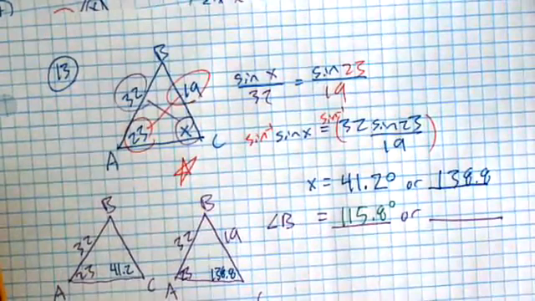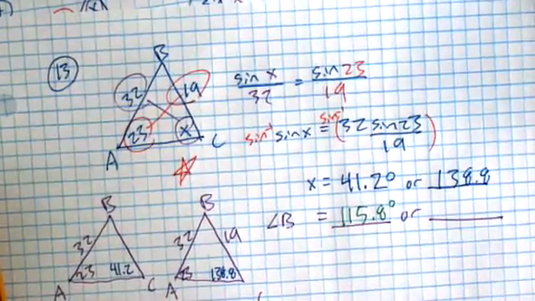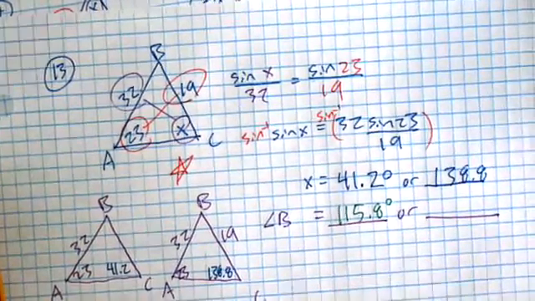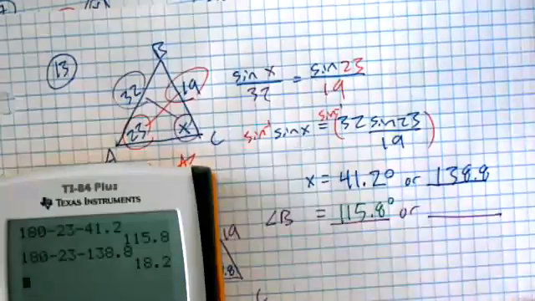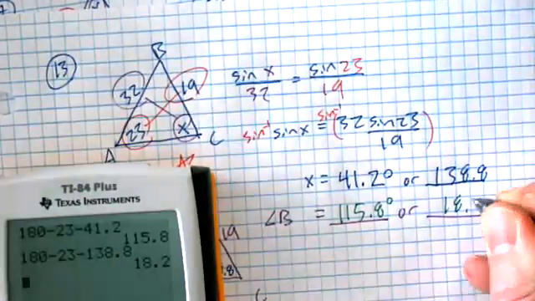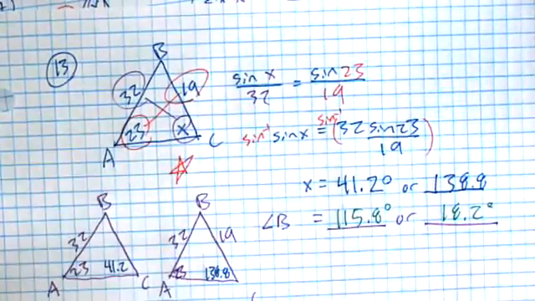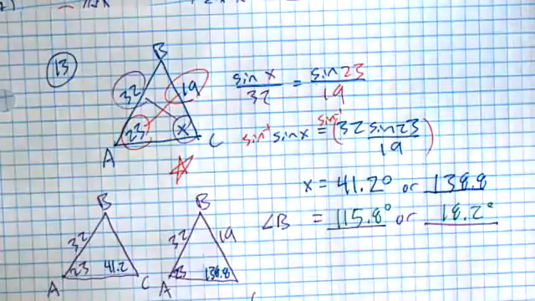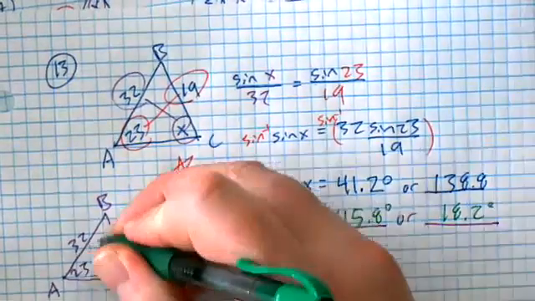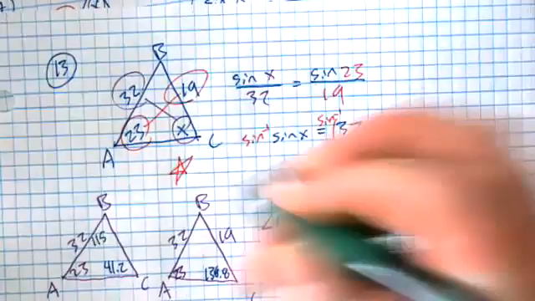And then if we did that same thing with our other angle, 138.8, we get 18.2. All right. And go ahead and write those in your two triangles. And then one last thing, and then we'll be done.